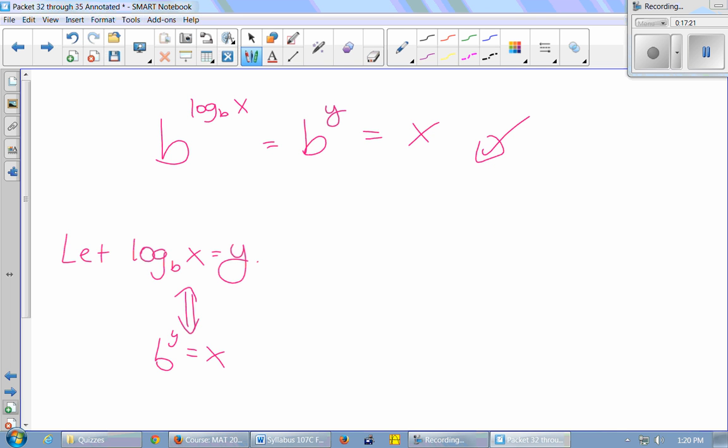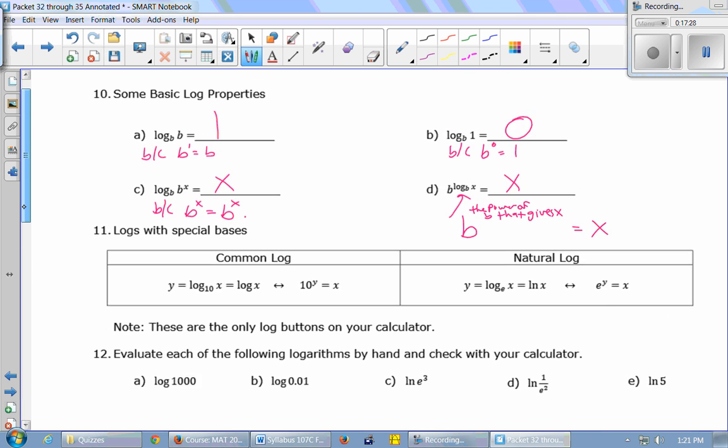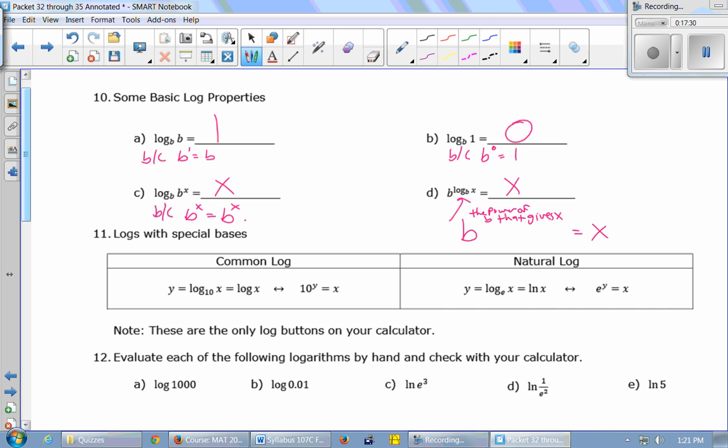Okay. It's okay if the justification is a little murky. It's more important that we know how to use these things. So just put it in your box. B to the log base b of x equals x, no matter what b is.